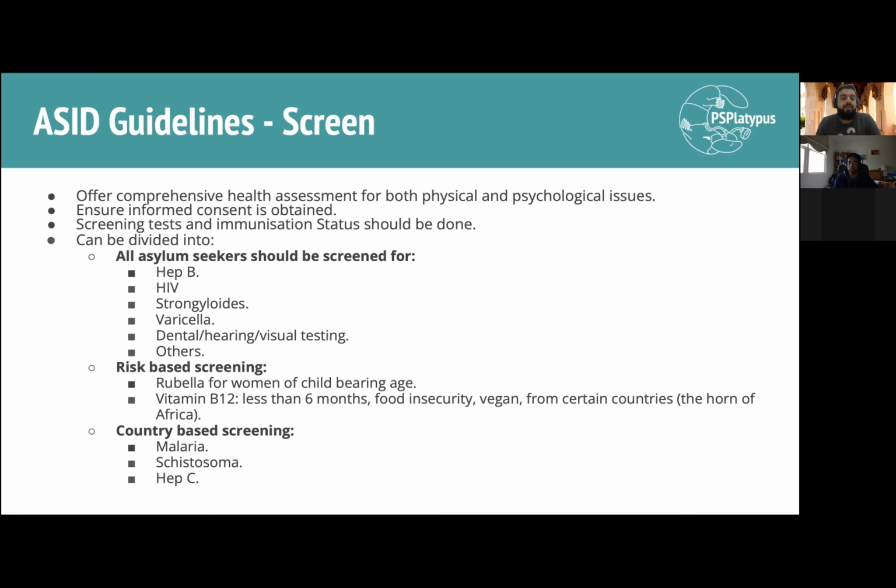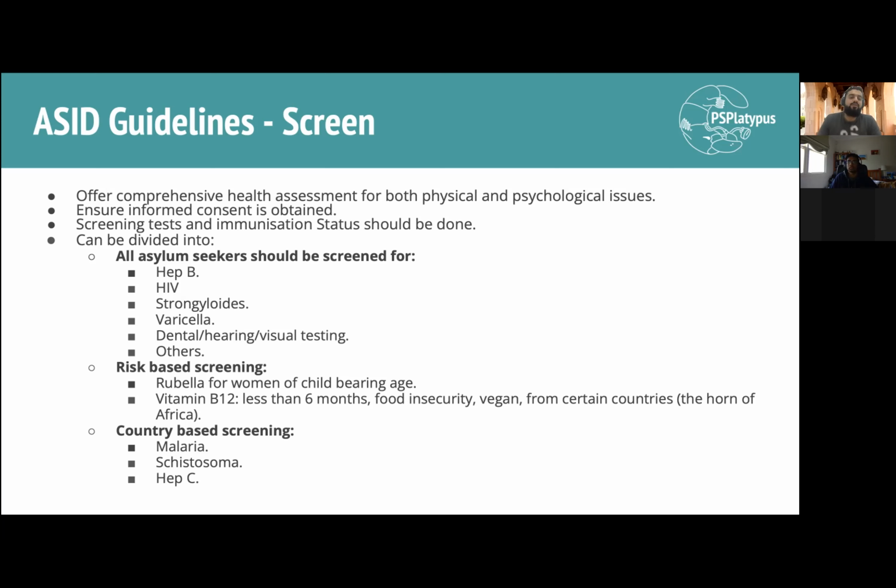Then risk-based screening. So this is screening for people who are at risk of having these diseases, for example, rubella for women of childbearing age, vitamin B12 for babies who are less than 6 months, or people who had food insecurity problems, or vegans, and people from certain countries like the Horn of Africa.